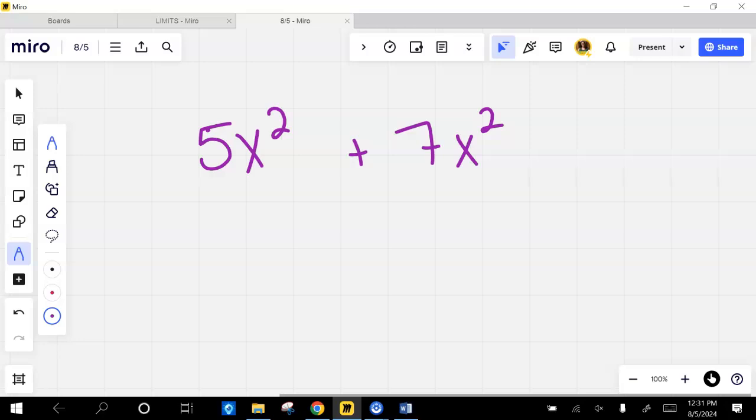Say again, say louder. Somebody said it. I don't know who did. 12x squared. We combine the coefficients, but we leave that x squared alone. Whatever the variable is, we keep it on there with the exponent that's on there. Everybody okay? Sure? All right. Let's look at the next one then.